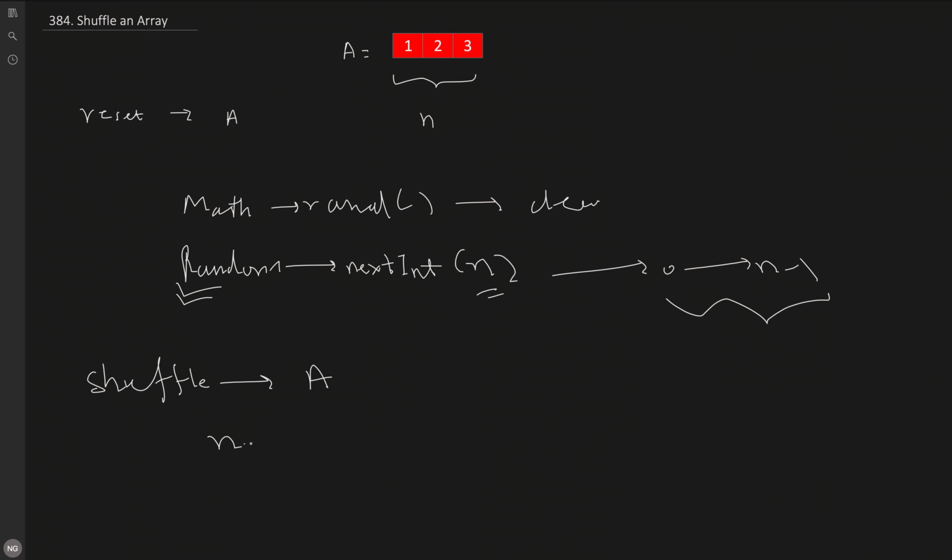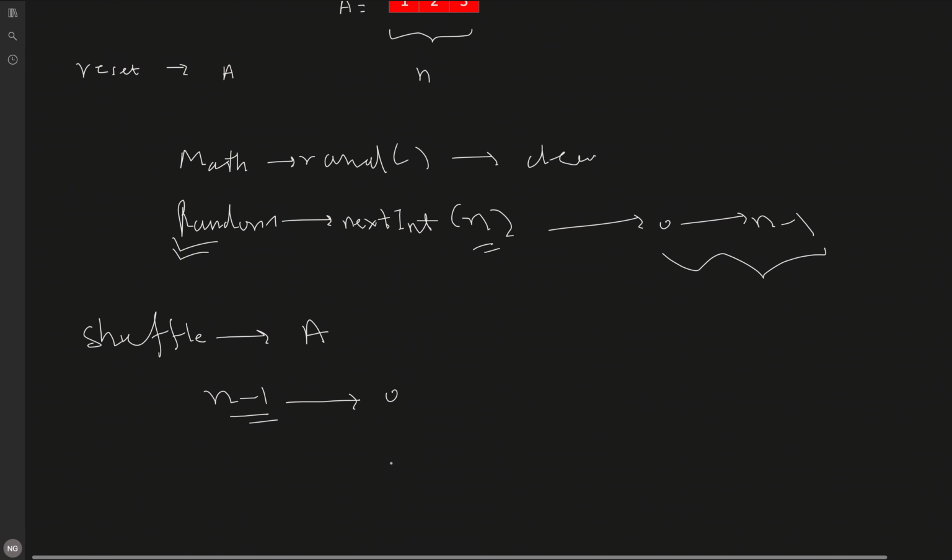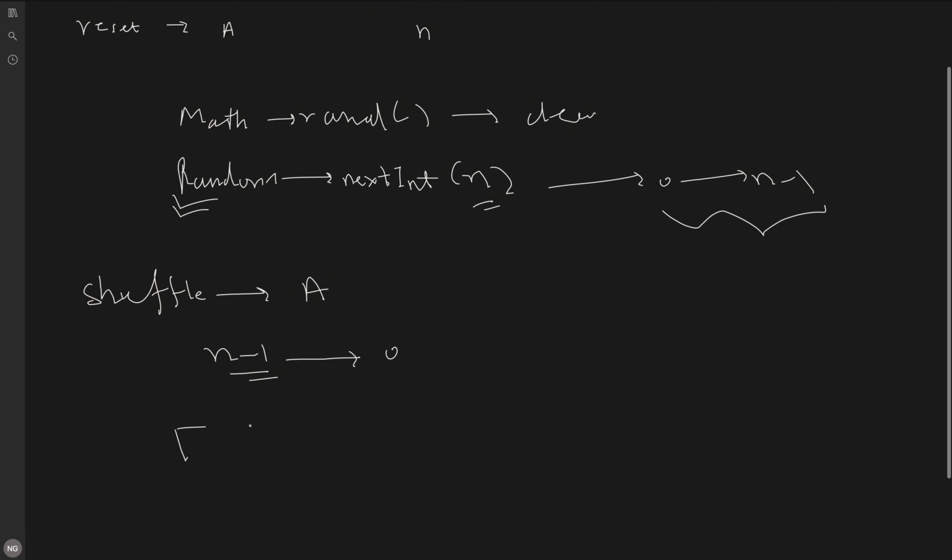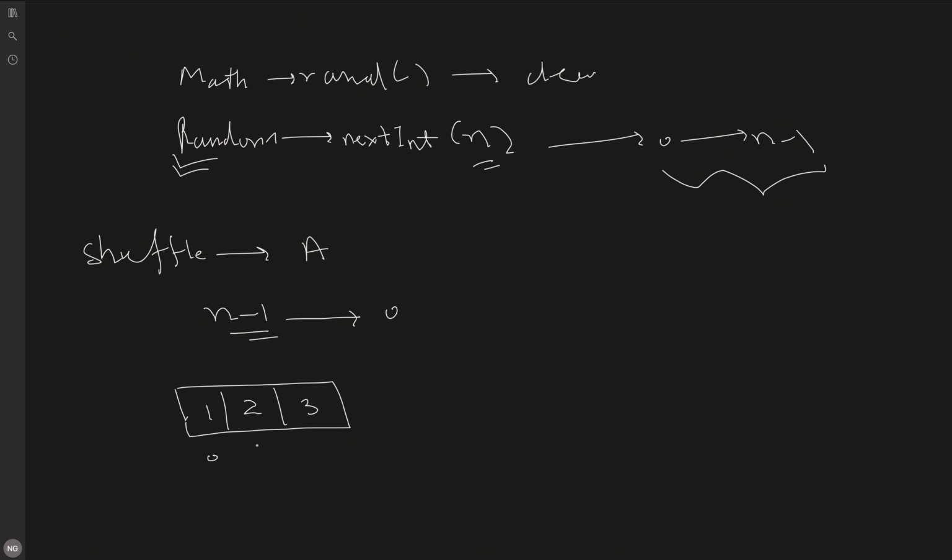So we will first find out, starting from n minus 1, we will run a loop from n minus 1 and go until 0. So one by one we will find out the shuffled entry at the last place first. So this is my shuffled array. Initially I copy pasted the original array 1 2 3. Now these are the indices 0 1 2.